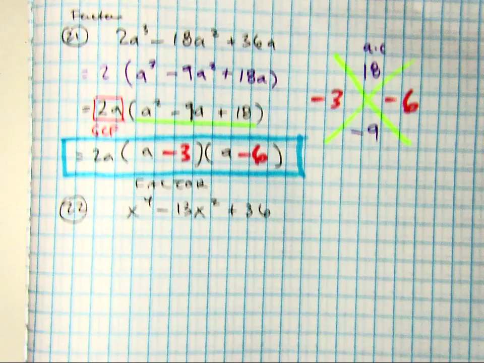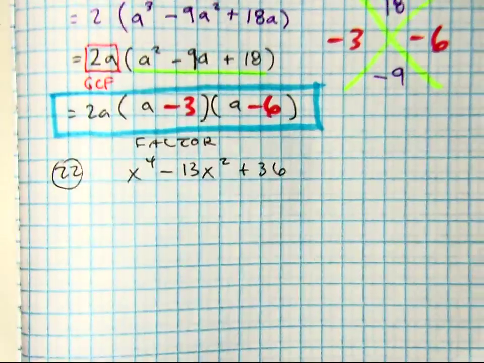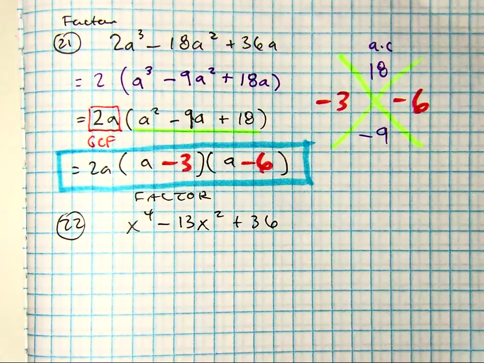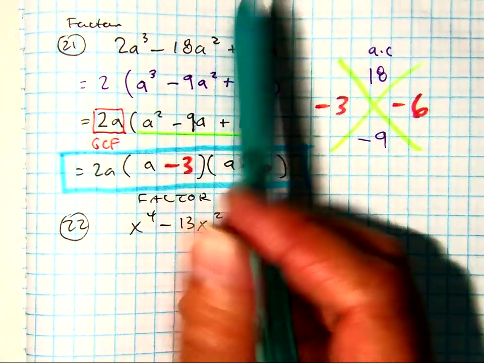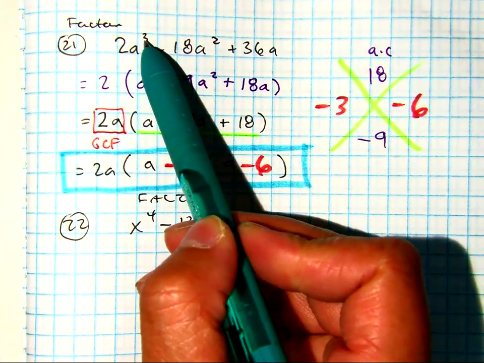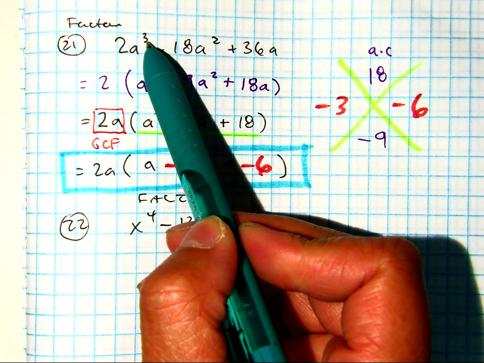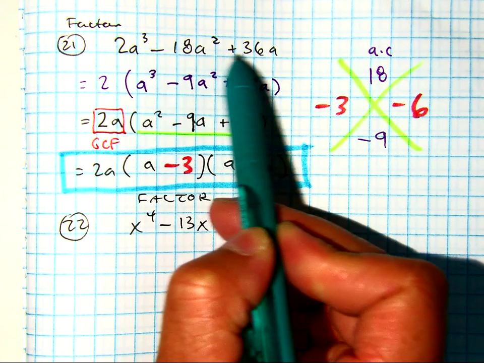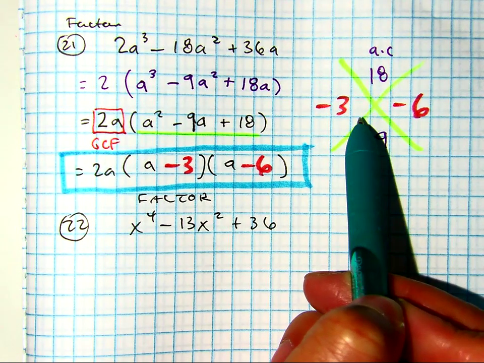Alright, in number 22, here's how you know if you can factor. Watch this trick or skill I picked up. What is half of 3? Is this 1.5? So I cannot factor this trinomial using X-box.